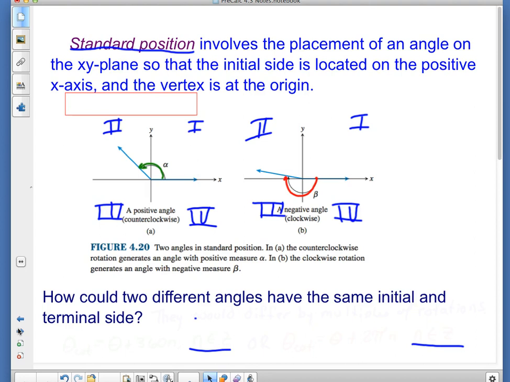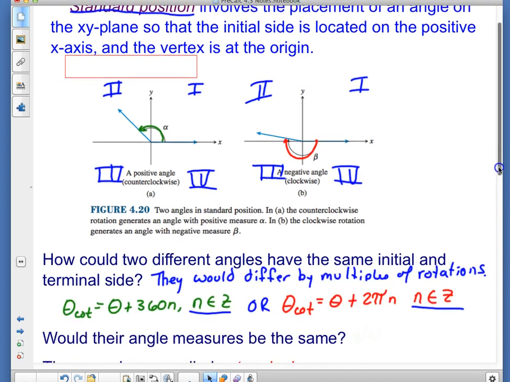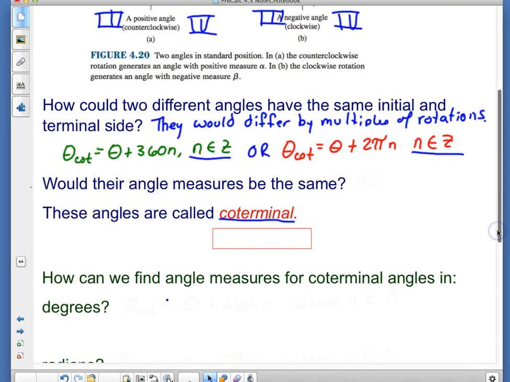Now, how could two different angles have the same initial and terminal side? They'd be coterminal angles, and they would differ by multiples of rotations. We talked about multiple rotations, and we talked about coterminal angles, angles whose terminal ray is the same one. It's just that they could have more positive revolutions or just be the negative version of that angle.